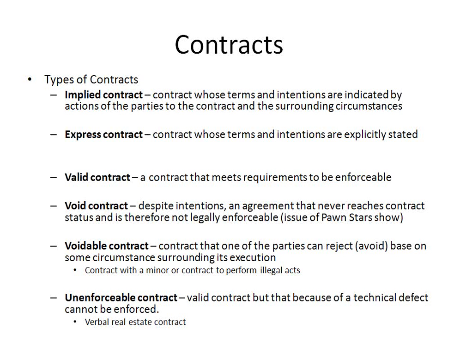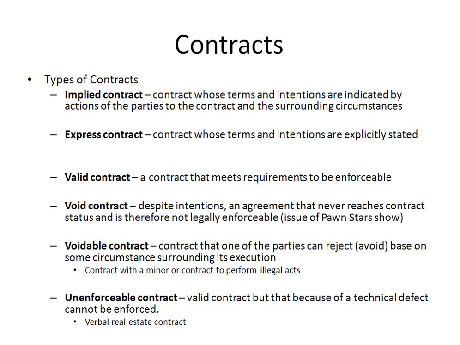And then you have a void contract: despite intentions, an agreement that never reaches contract status and is therefore not legally enforceable. And that's what I did mention. The Pawn Stars show that it was a verbal agreement. There's nothing in writing. So it's not really a true contract. There are no signatures in place. So you might have had everything there, but if the other party didn't sign, and you try to sue, it's not going to go anywhere.